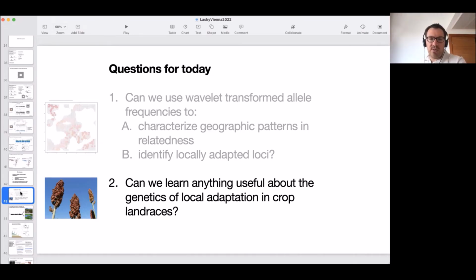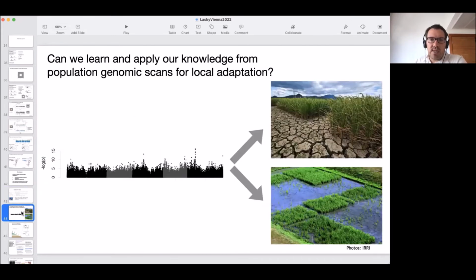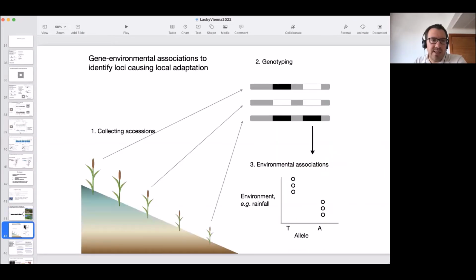So I'm going to move in the last part of this talk now to try to think about whether we can learn anything useful about the genetics of local adaptation in studying landraces of crops. So the challenge is taking these genome scans like I was describing a minute ago and applying them in some useful way to leverage knowledge of local adaptation. Now, I contrasted the wavelet tests with this genome environment association approach, but this is another separate approach that we also have been employing.